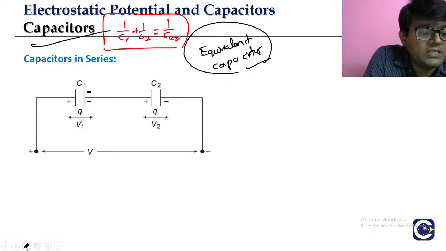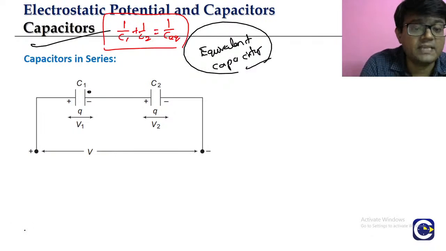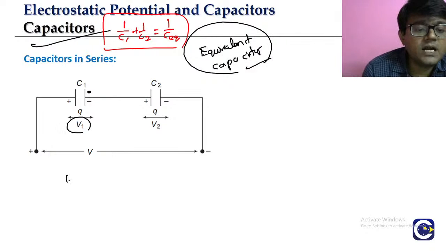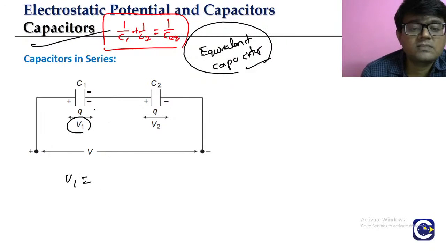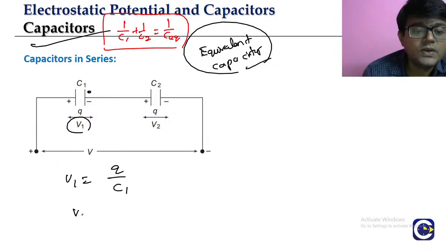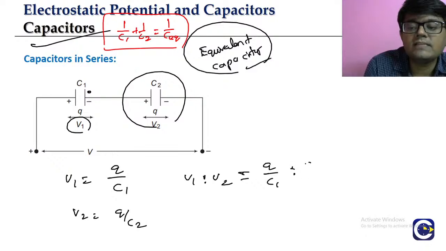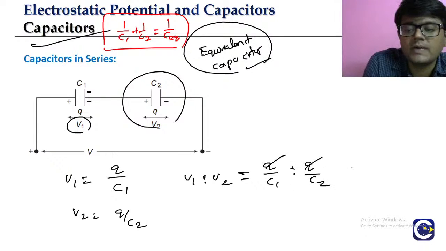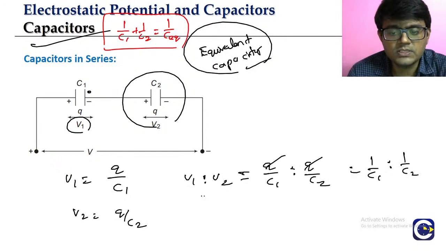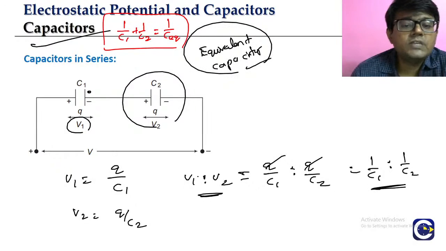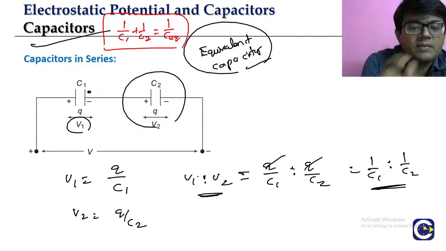Here, do you know, when you are having the series combination of capacitors, what is the potential difference across capacitor 1? V1 is Q by C1. Potential difference across capacitor 2? Q by C2. Look here, V1 is to V2 will be equal to what? Q by C1 is to Q by C2. Cancel Q, what will you have? 1 by C1 is to 1 by C2. So this is the ratio of the potential difference across the capacitors in series.